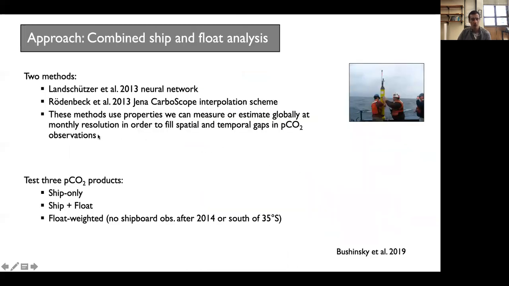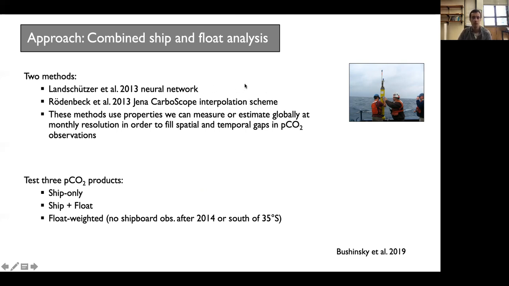So one of the things that we wanted to do after that initial study was to combine float and ship data to look at whether we could reconcile the two, and whether we could provide estimates based on both float and ship data to combine the high accuracy data from the ships with the seasonal cycle that we get from the floats. And so I and a number of co-authors worked on incorporating the float and the ship data using two methods. So the Landschützer et al. neural network and the Rödenbeck et al. Ionic-Carboscope mixed layer interpolation scheme.